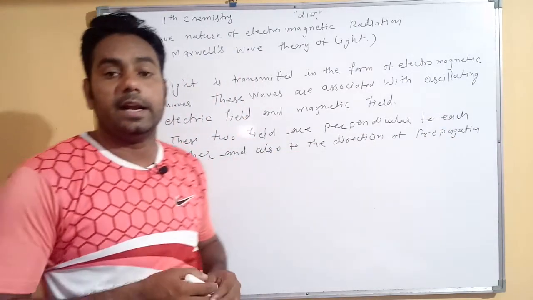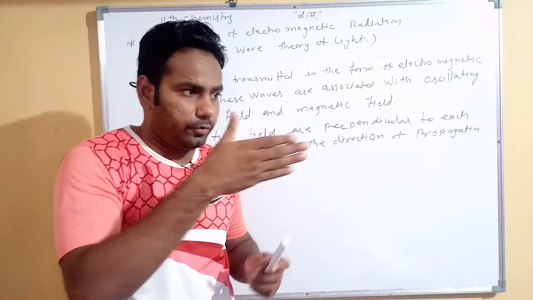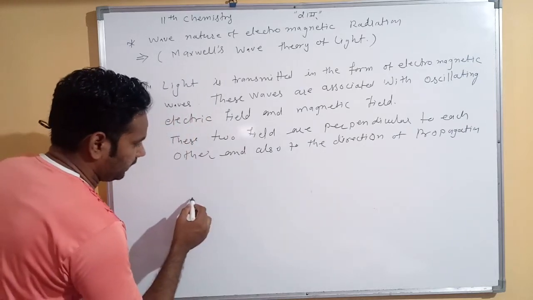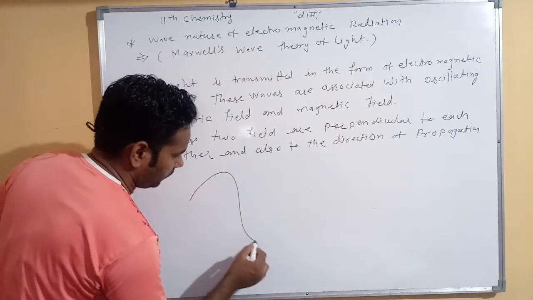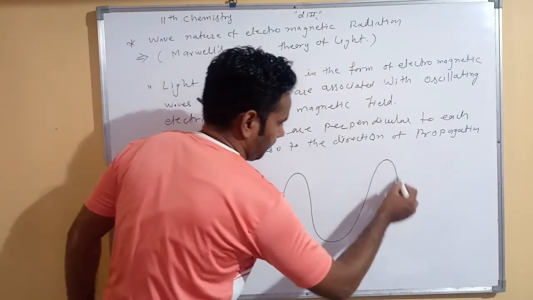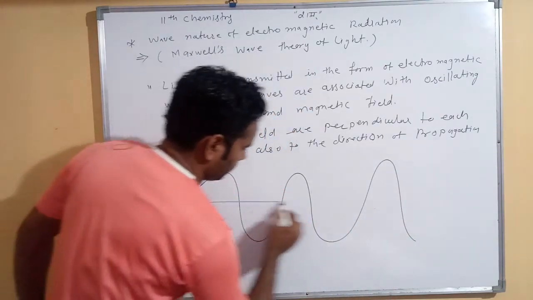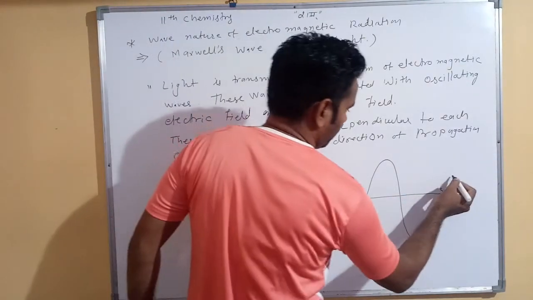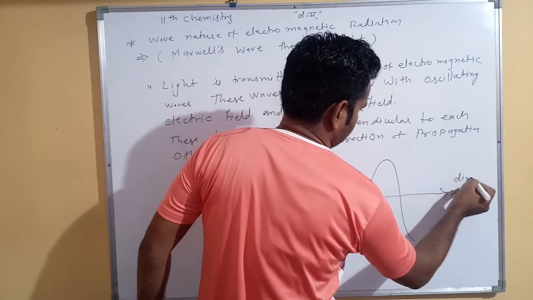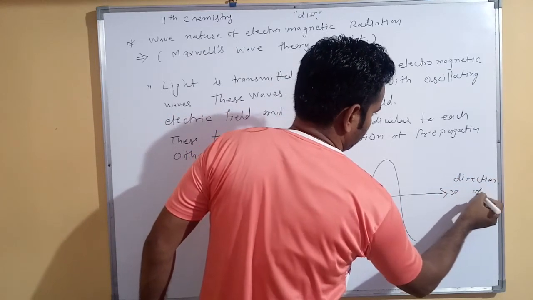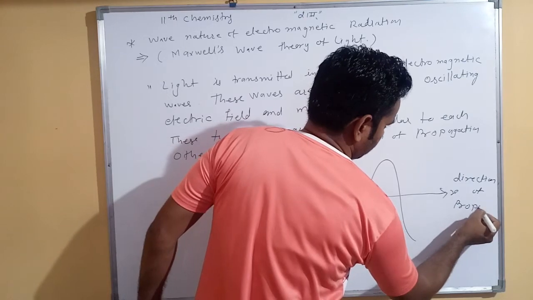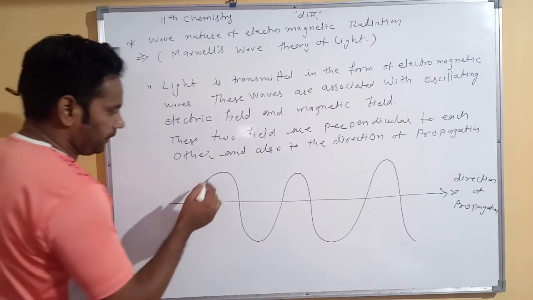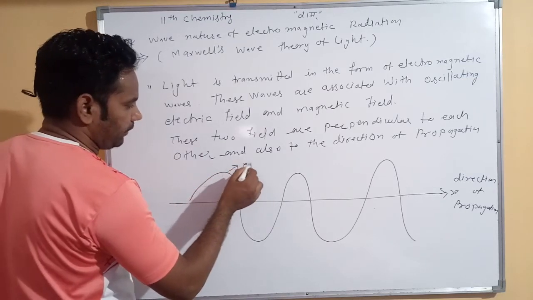Direction of propagation, it means the way of light which move in direction, particular direction. Suppose I have like that waves. Clear? This is way of propagations, direction of propagation x. Clear? And this field is called electric field.